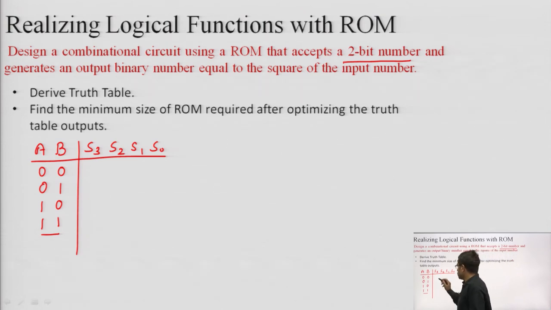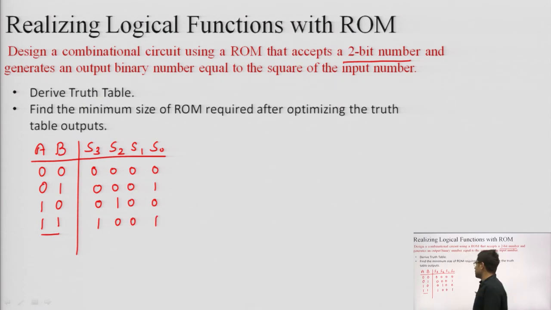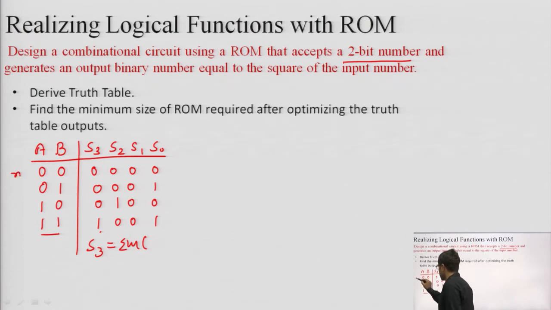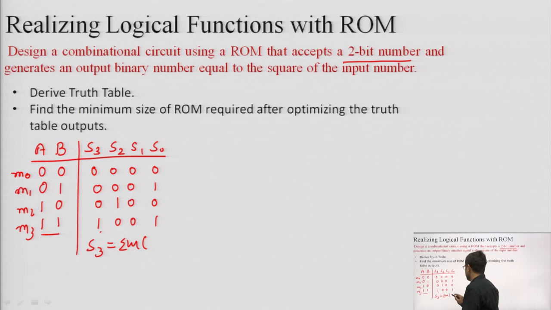So, S3, S2, S1 and S0. I have used S because we are denoting the square. Okay. So, 0 square will be 0, 1 square will be 1, 2 square will be 4 and 3 square will be 9. So, this is the table. Okay. Now, I can check that S3 is equal to this 1 1, which corresponds to, if I denote these as M0, M1, M2 and M3, which minterm will be there?